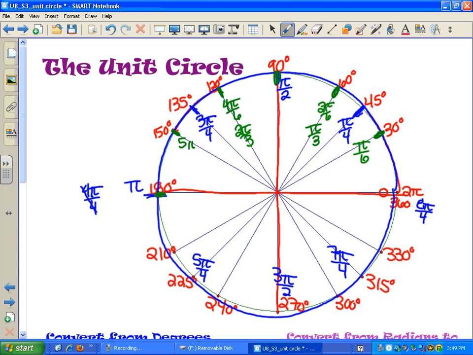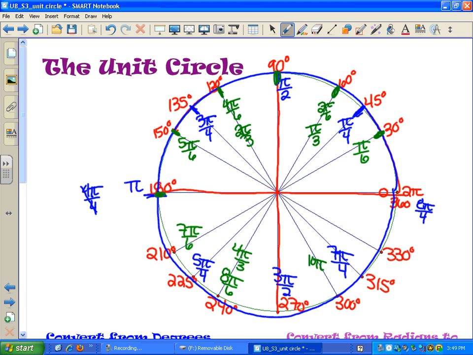150 would be 5 pi over 6, and that doesn't reduce. 180 would be 6 pi over 6, which reduces to pi. 210 is 7 pi over 6. 240 is 8 pi over 6, but I can reduce that to 4 pi over 3. 270 would be 9 pi over 6, which reduces to 3 pi over 2.